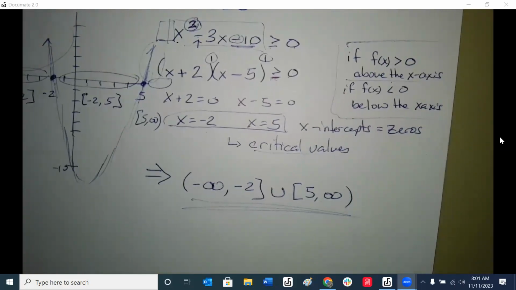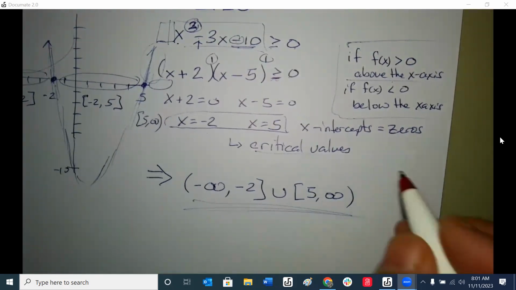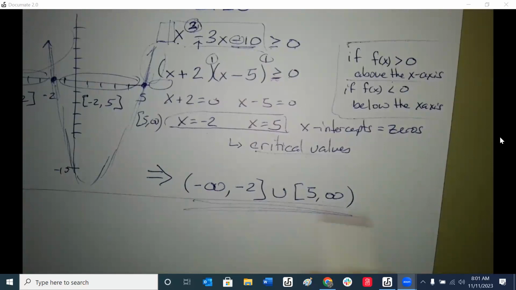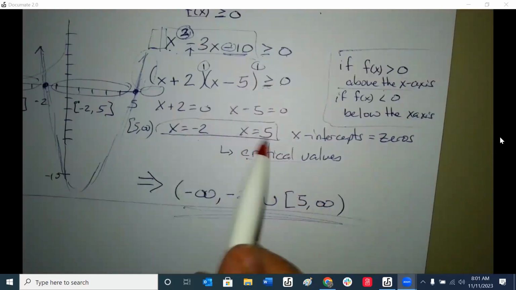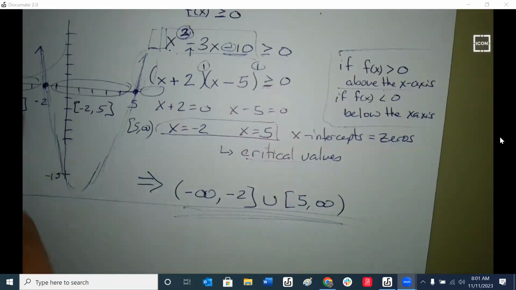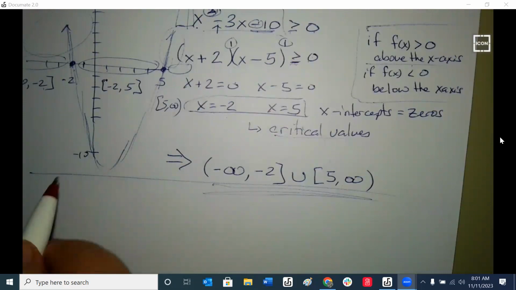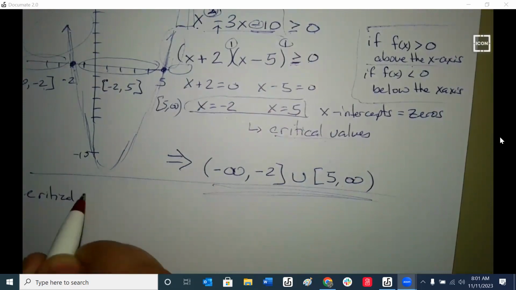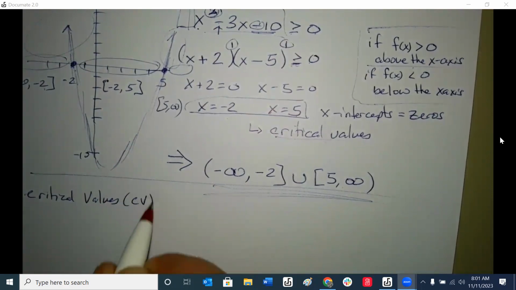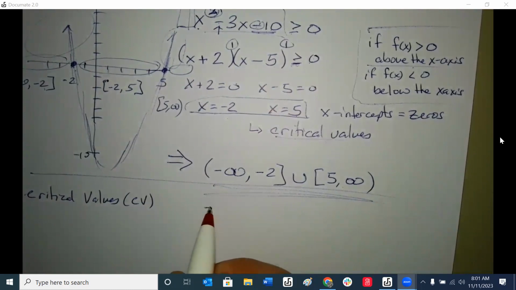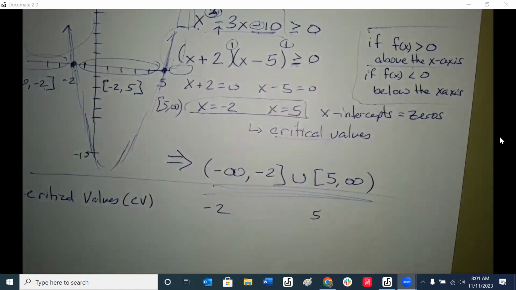Okay, that's if we can graph it and how comfortable we are with that. Another way we could do this is, once we factored it out, we found our critical values, we found our intervals. So here's our critical values, which I'm going to call CVs from now on. They are at -2 and 5.